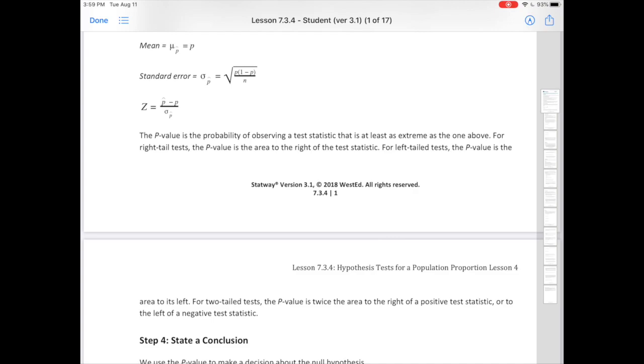Once you do that, you find the p-value. The p-value is the probability of observing a test statistic that is at least as extreme as the one above. For right-tailed tests, the p-value is the area to the right of the test statistic. For left-tailed tests, the p-value is the area to its left. For two-tailed tests, the p-value is twice the area to the right of a positive test statistic or to the left of a negative test statistic. So you can use either one for a two-tailed test. You just remember to double it.